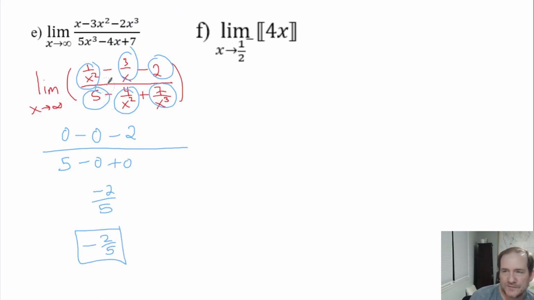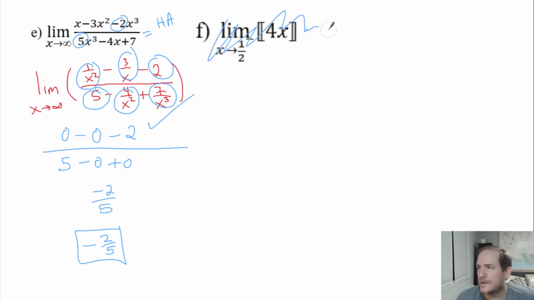So the algebra for finding this limit, it's not that hard. But you should also have a graphical approach that says that this limit is nothing more than the horizontal asymptote of the function, which is negative 2/5. I said, don't worry about that function.